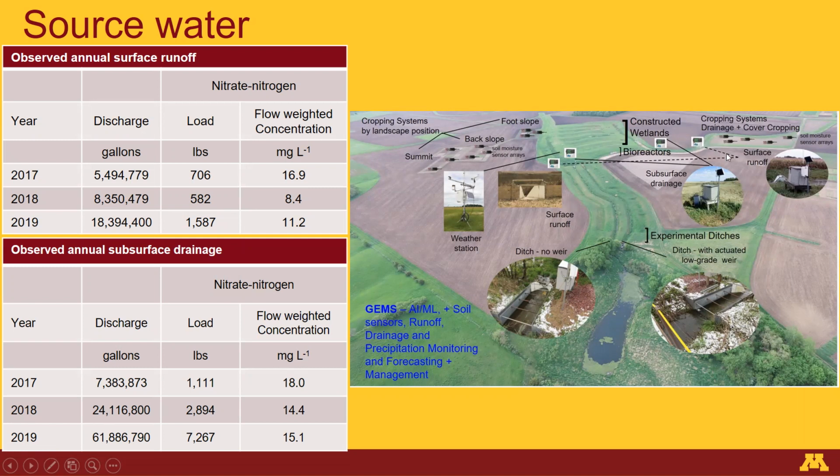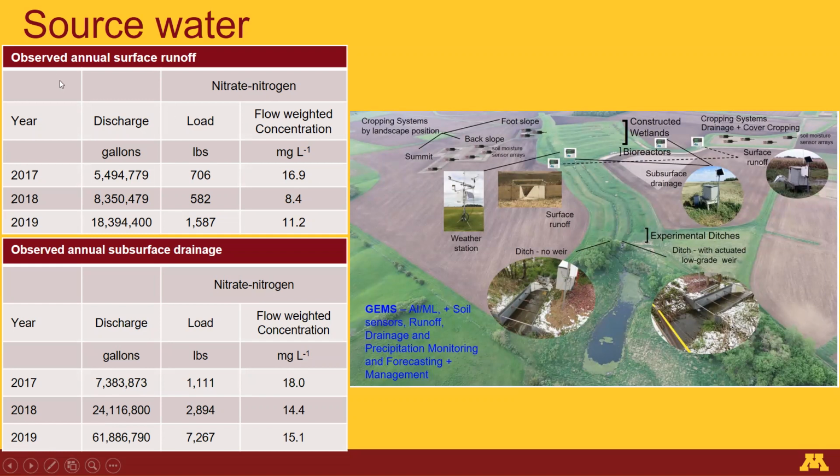Now, our source waters come from a couple of different areas. We've got a surface runoff collection area up here on this hill slope, and then one down here at the bottom of this slope. We also have subsurface drainage monitoring locations, one again coming off of the upslope area here, and then another one down here right at the head end of our ditch systems.